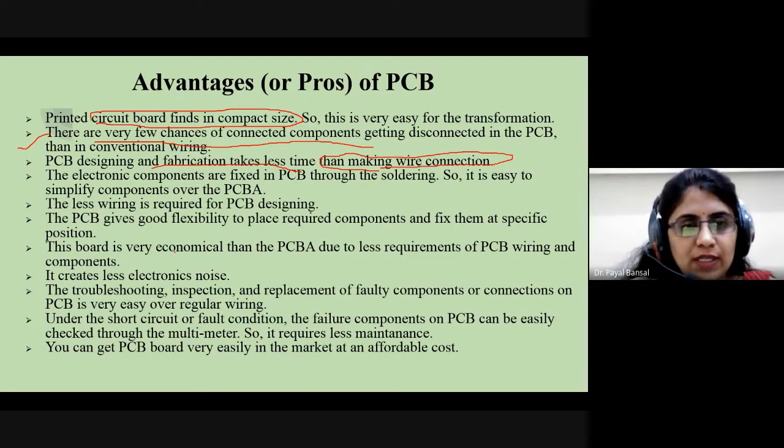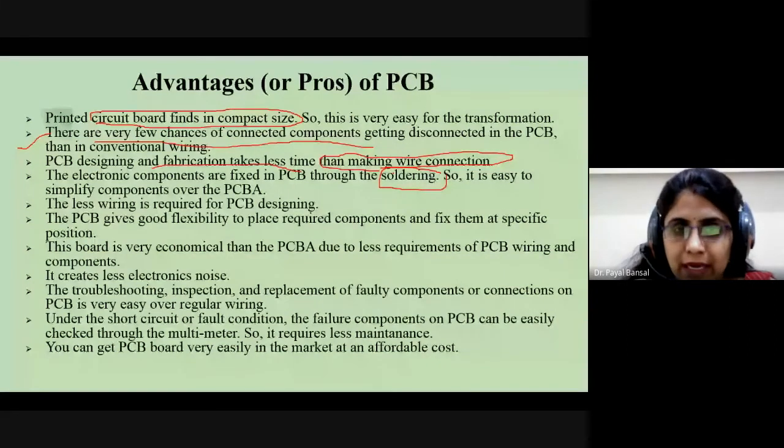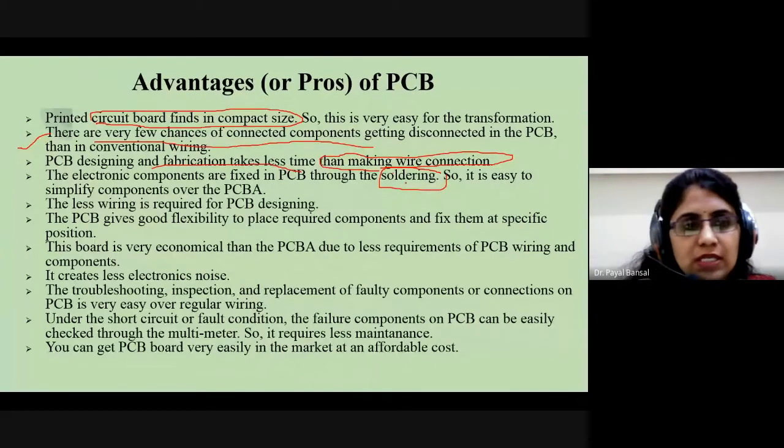Now, the next point is that the electronic components are fixed on a PCB through soldering. We are all engineers and very much aware of the term soldering. Soldering is the process by which we can fix any component over the surface of the PCB. When I'm fixing a component over the surface of the PCB, I must understand this: the component is fixed for the long term, not the short term. If I connect that component with the help of a jumper wire, it has a very short life compared to soldering. So it is easy to simplify components over the PCB.